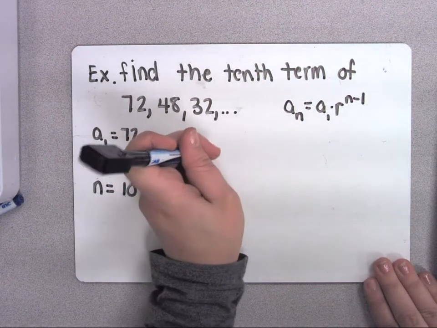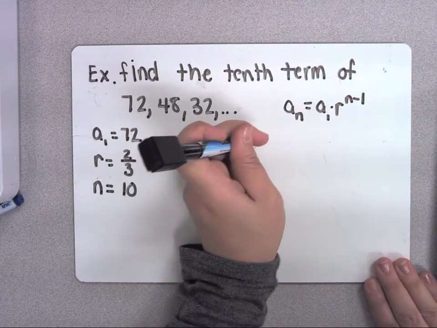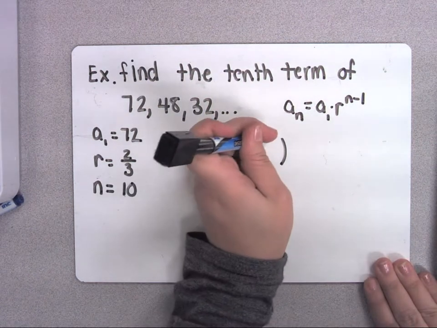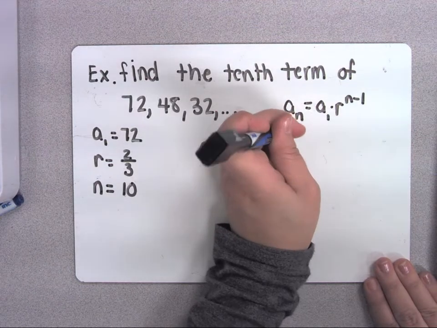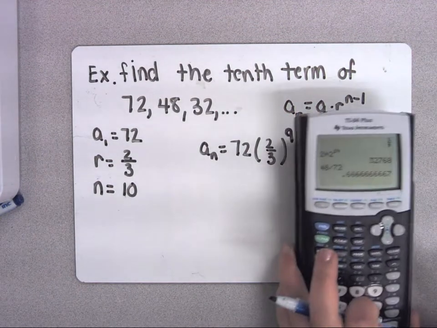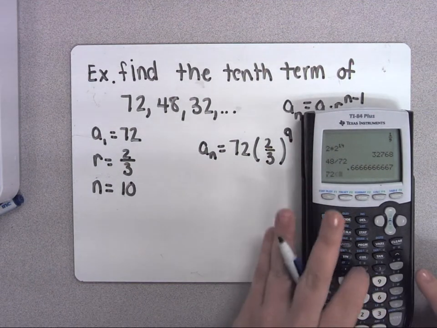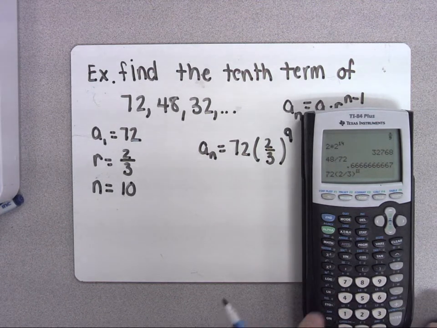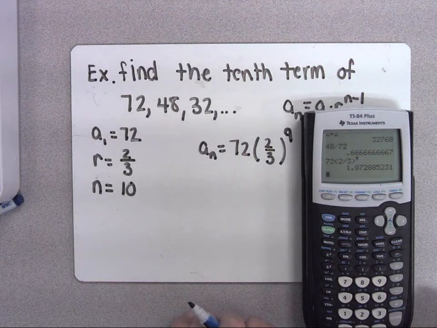A sub n, I always write it just in case, is 72. Put parentheses around the thing that has the exponent. So parentheses around 2/3 to the 10 minus 1, which I just write as 9. And I'm going to grab my fancy calculator and try not to mess it up when I type it in. Parentheses, 2/3 to the 9th. Make sure it's typed in right, because we've all made mistakes.